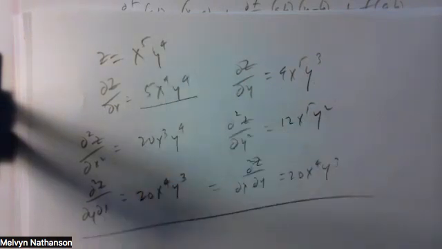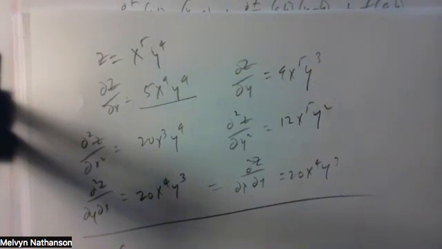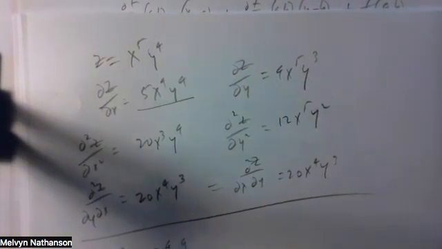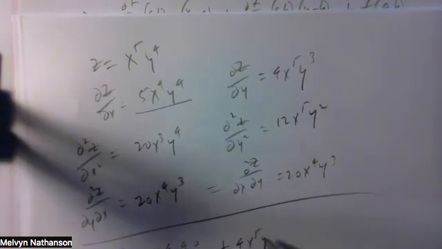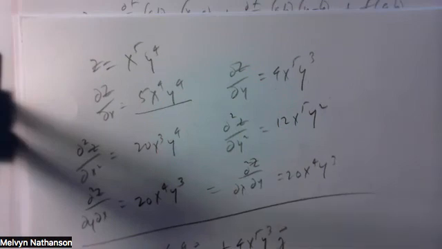For this function, if I want the gradient, it's 5x to the 4th y to the 4th i plus 4x to the 5th y cubed j. That's the gradient. That's all it is.